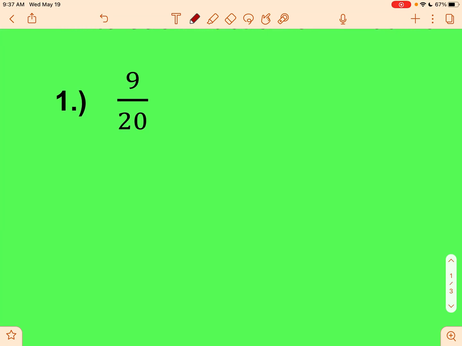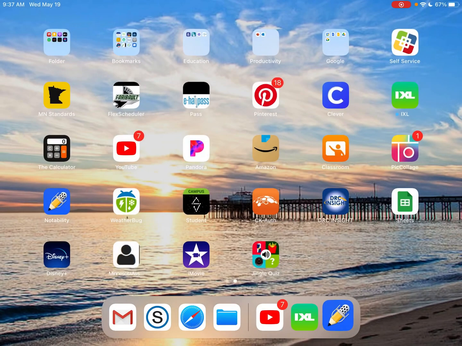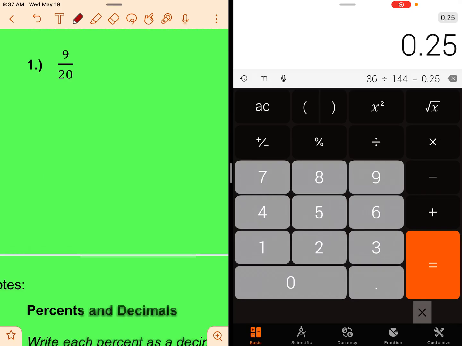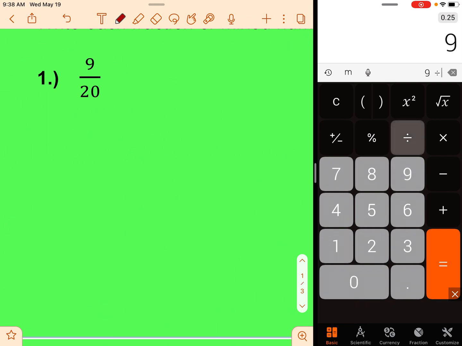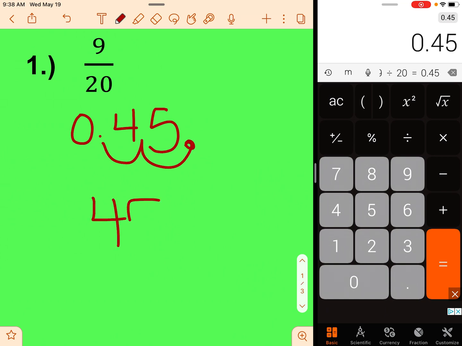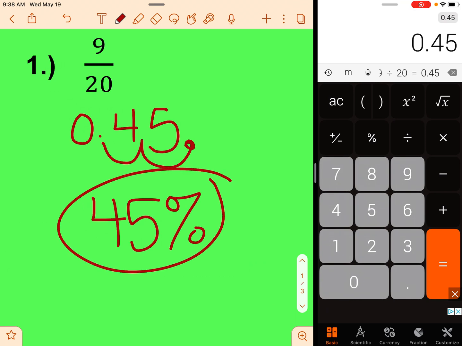9 over 20. So we need to change that to a decimal. To do that, we are going to divide. So what I would do is pull your calculator out and just type 9 divided by 20, and we get 0.45. Alright, so this is as a decimal, but we wanted to change it to a percent. So to change it to a percent, we multiply by 100. So we move our decimal point 2 places to the right. 1, 2. So as a percent, this is really 45%.